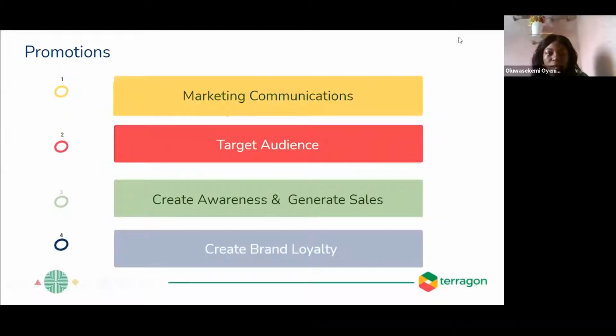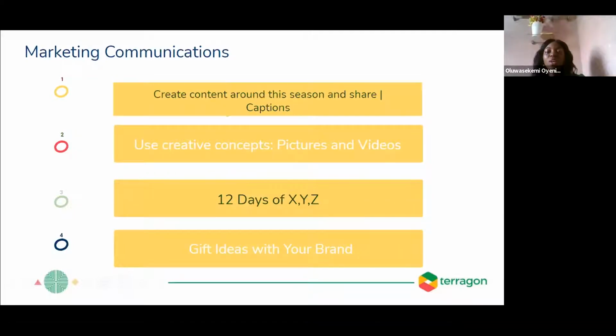Okay, so yes, let's just move on. These are the key things I told you I was going to take out as points, and I'm going to explain some of them in detail and tell you how to make some changes in your business that can help you take advantage of this, especially during this season. Okay, so the first one here says create content around this season and share, right?